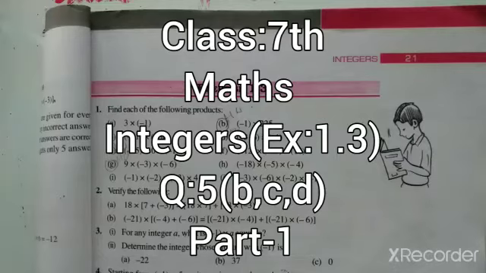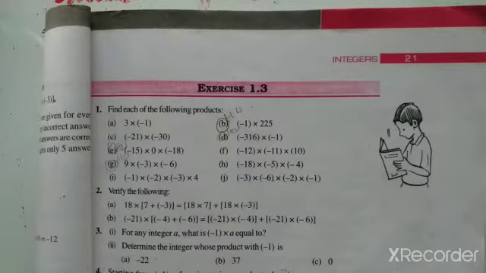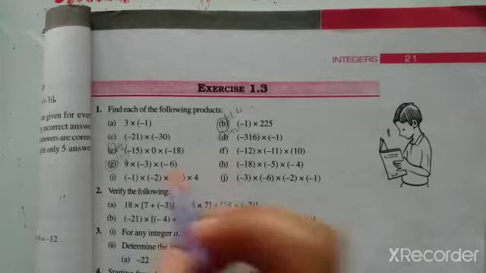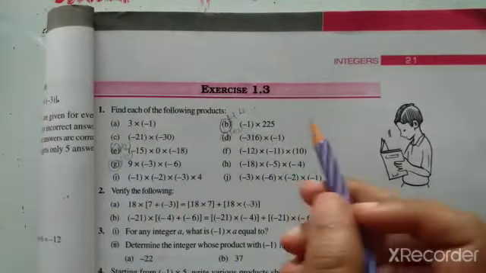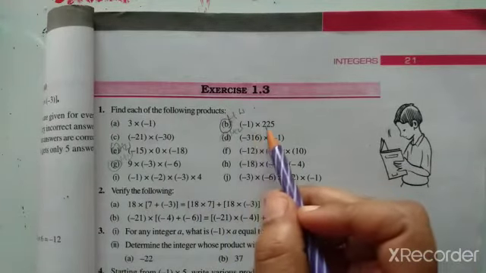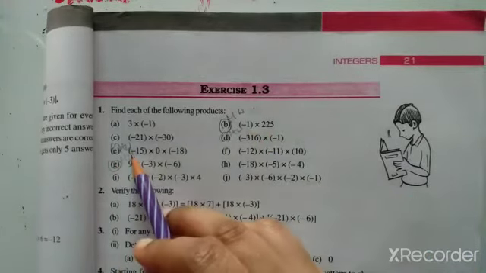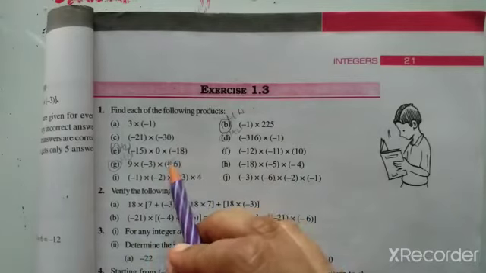This is 7th standard maths. Chapter name is integers, Exercise 1.3. Let's check our last week homework sum. Please find each of the following product. Minus 1 into 225, minus 15 into 0 into minus 18.